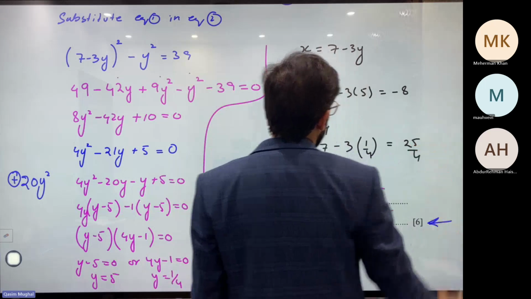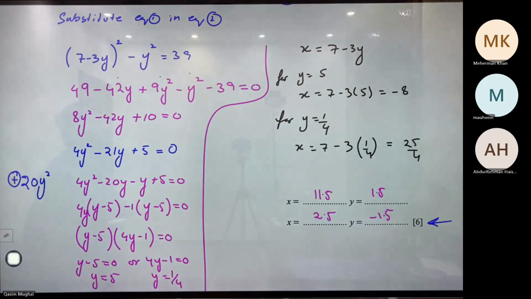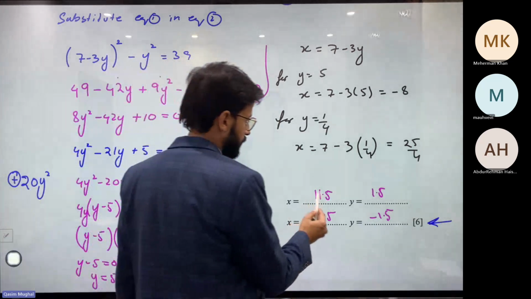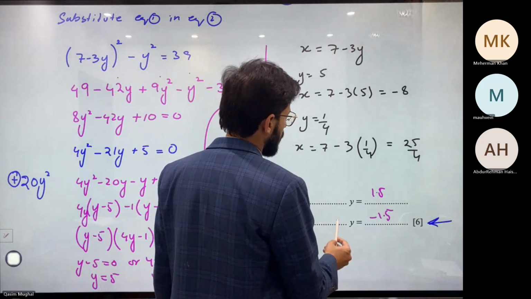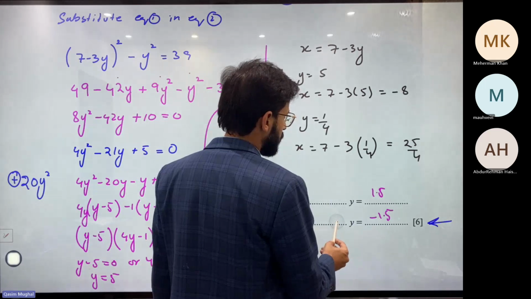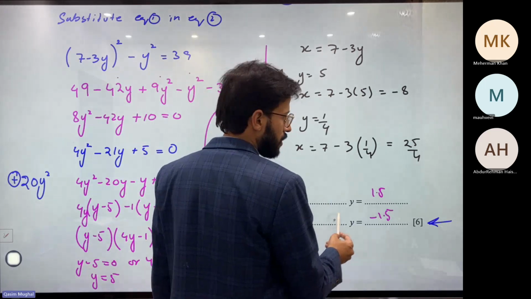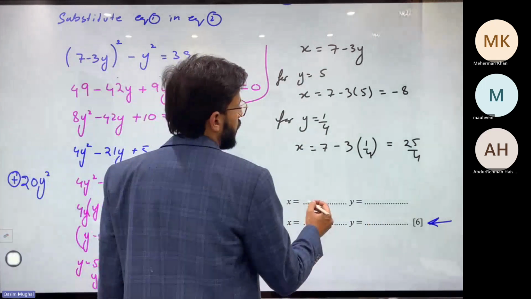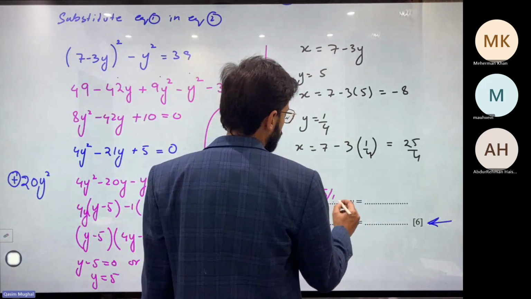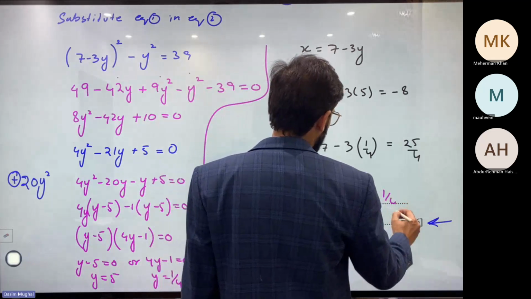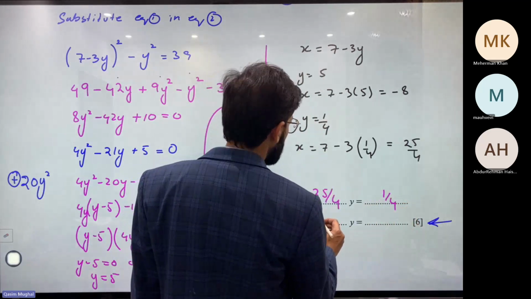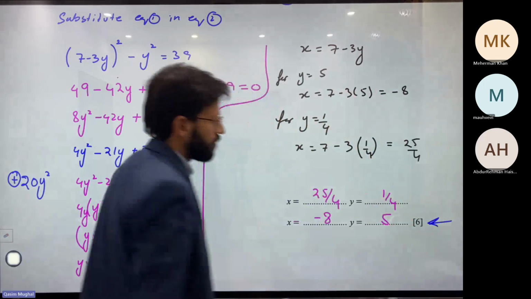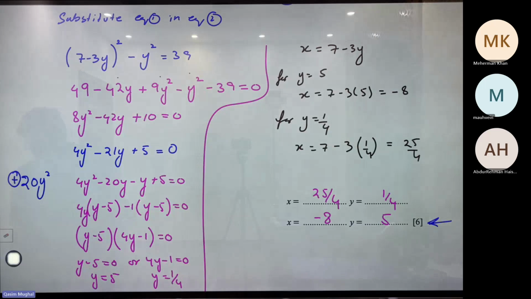25 by 4 आंसर आ जाता है इसका. ठीक है, ये आपका आंसर आ गया. तो फिर आपके पास बनता है 25 by 4 कितना आता है? 11 point something. सही बताया था इसमें? नहीं. Okay, when x is 25 by 4, y is 1 by 4. And when x is -8, y is 5. Clear? Aisha Beti, clear?